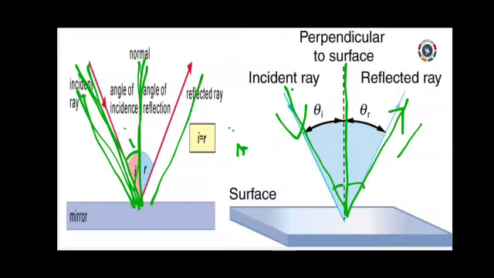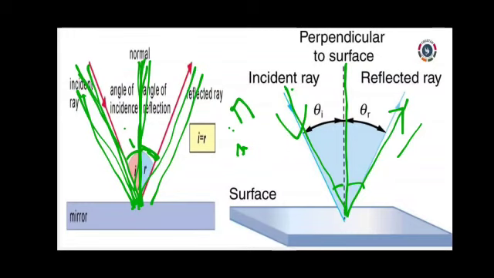Simple. The angle lies between the normal and reflected ray. It's called the angle of reflection. It is indicated by the letter R.